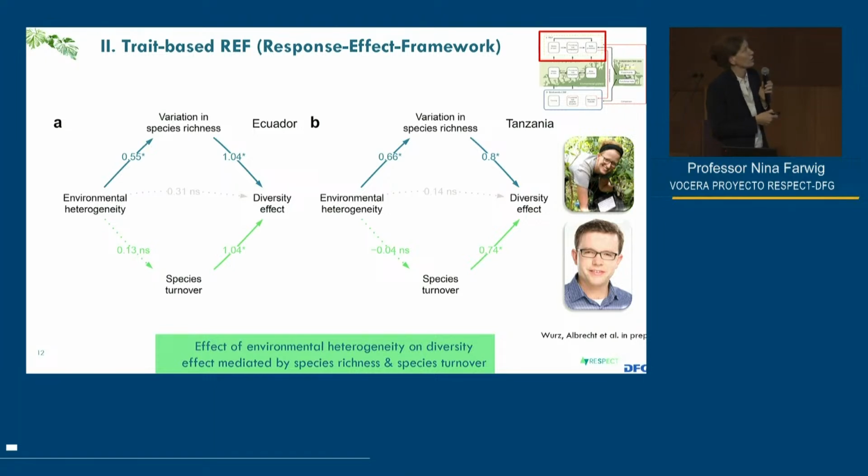And what we could show is that not only the diversity of species in a system is important for the diversity effect on functioning, but also the species turnover, which shows that the identity and particularly also the traits are important for the functioning of these ecosystems. And this pattern was similar across the 2 mountain systems, and shows that it's not only biodiversity, but particularly also the identity, which is important.